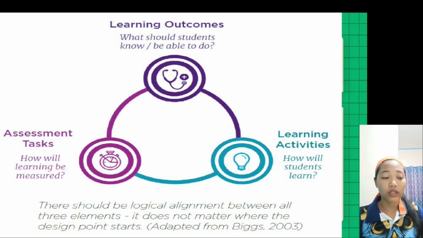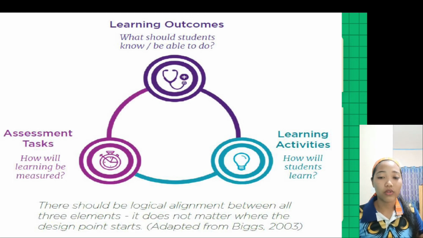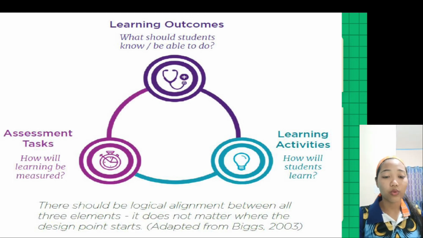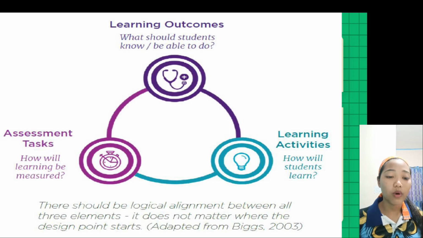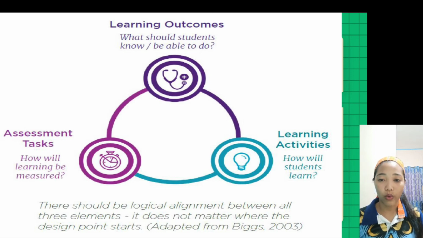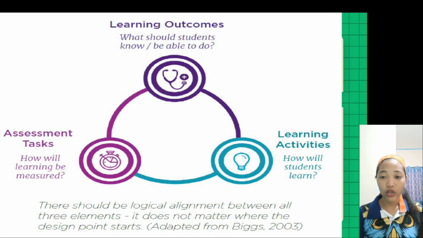So let's understand what it is. Learning objective. So learning objective, what should students know or be able to do? So when we say objective, the teacher will read this to the whole class before the teacher proceeds to the discussion. So in this learning objective, what should students know, or what is the goal of the teacher in teaching for that class session, and what will the students be able to learn after the class session.